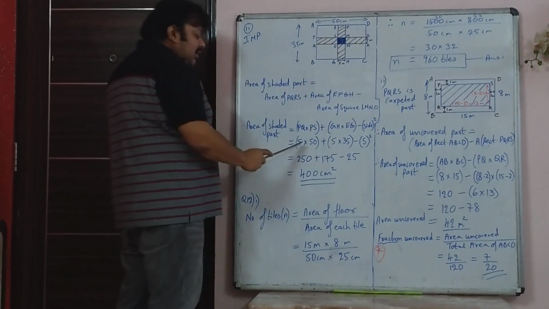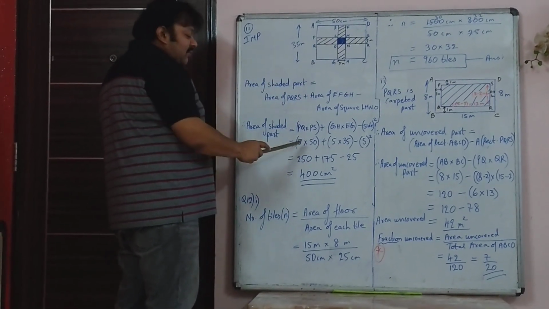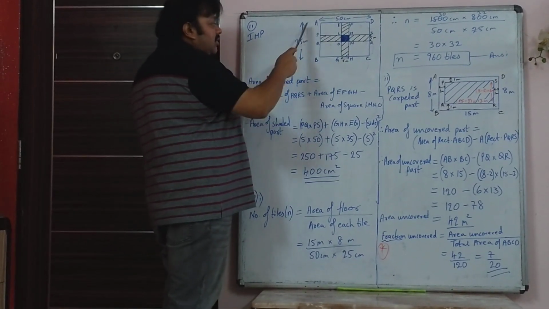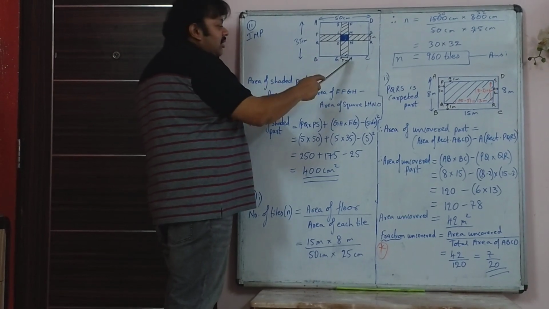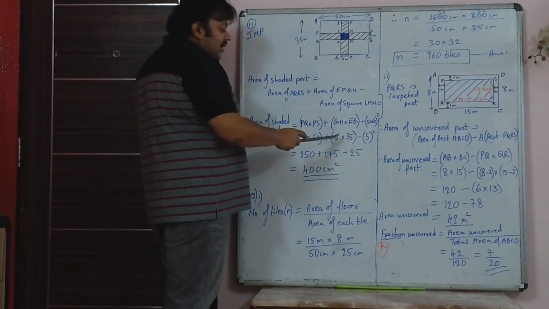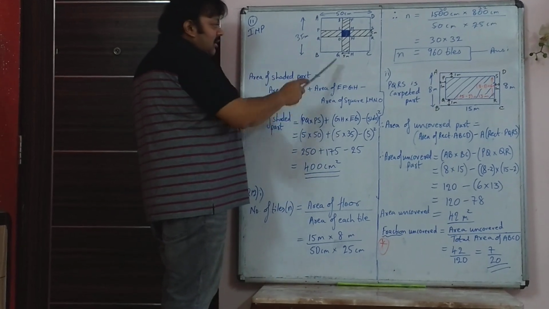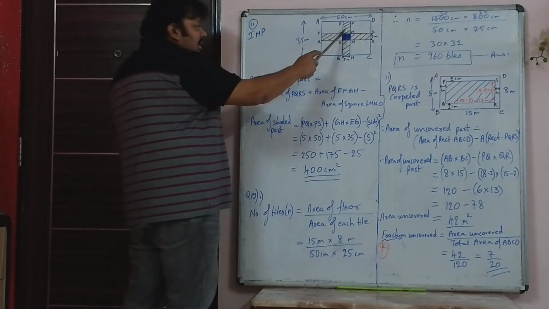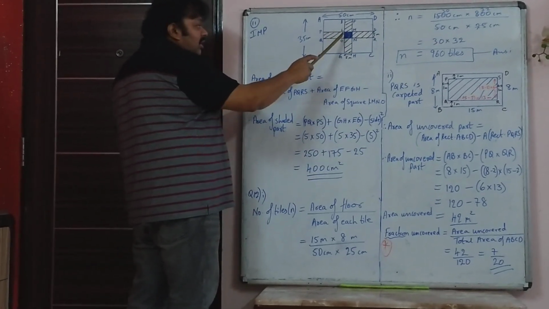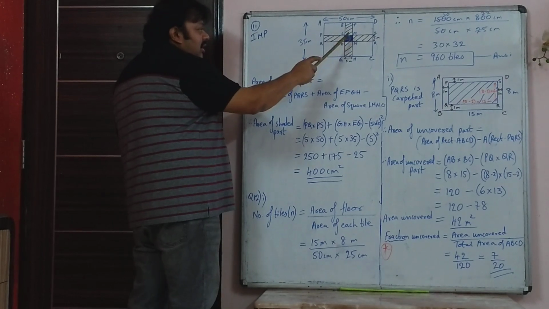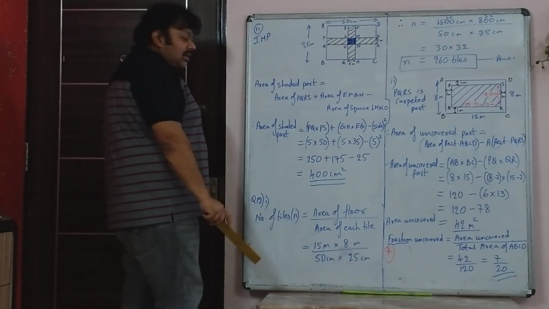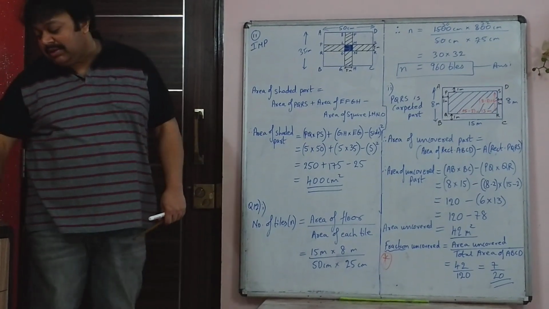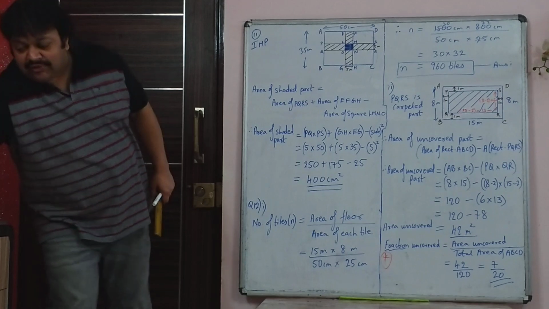Now PQRS, the length is 50 and this PQ is 5. So it is 250. Then EFGH, the length is 35 and this side is 5. So it is 35 into 5, that is 175. And I told you we have to remove a square because this particular area has been repeated in both the rectangles. So it becomes 400 centimeters squared. That will be the area of the shaded region.